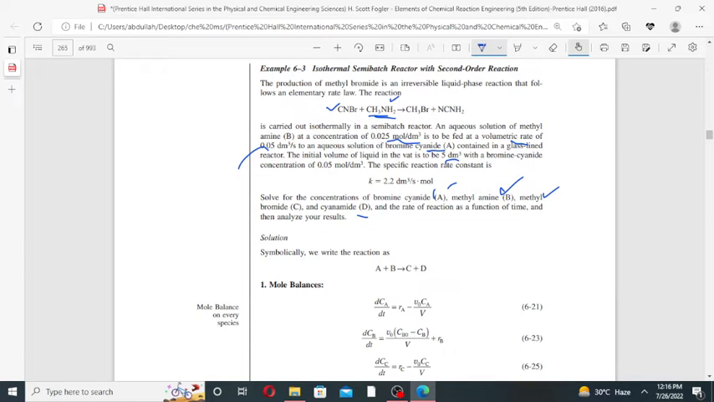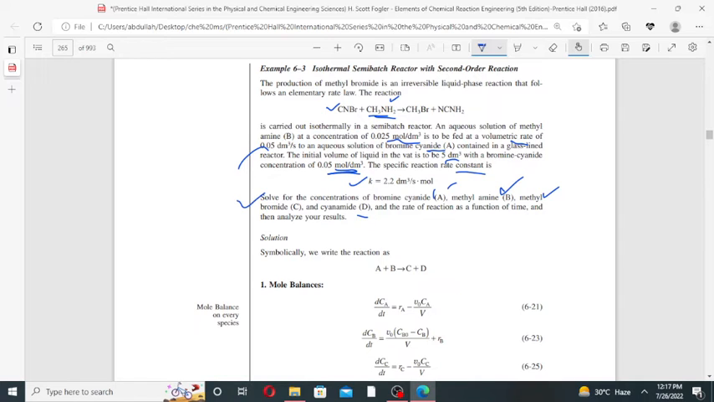So V naught, which is the initial volume of the reactor, is 5 dm cube with bromocyanide concentration 0.05 mole per dm cube. So Ca naught, the initial concentration of component A in the semi-batch reactor, is 0.05 mole per dm cube. But after adding component B to component A, the concentration of component A will decrease with the passage of time. The specific rate constant of this reaction is 2.2 dm cube per mole per second.